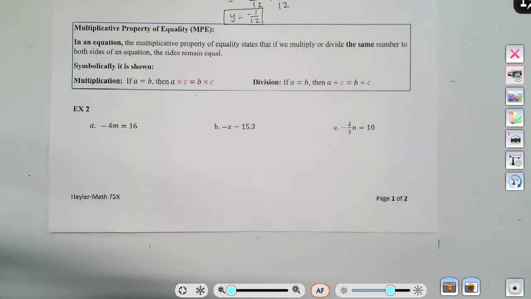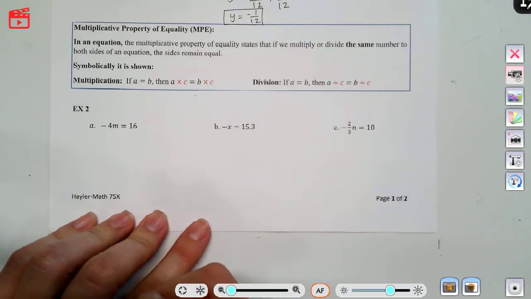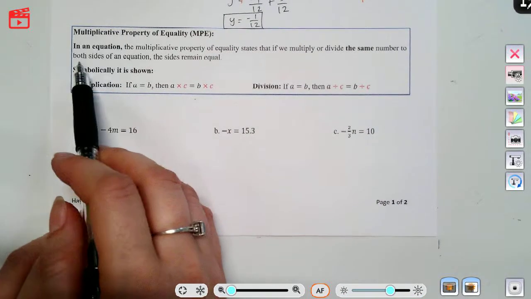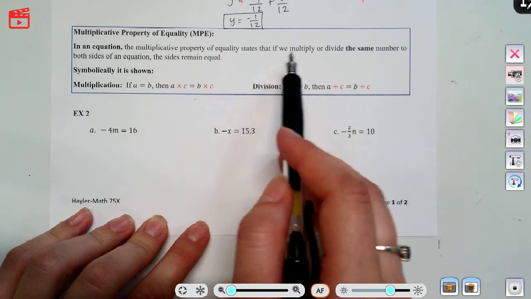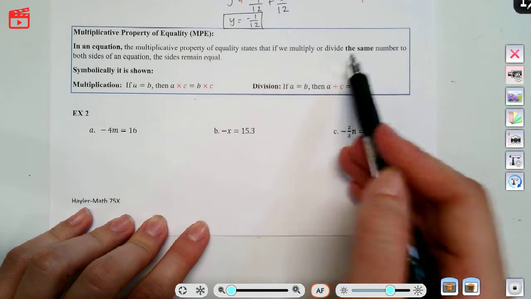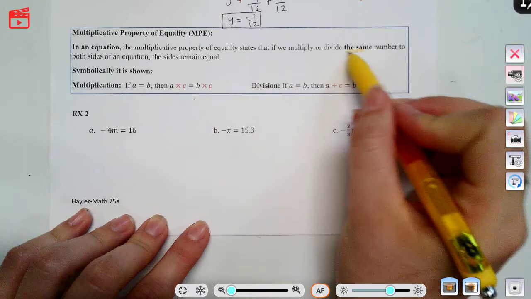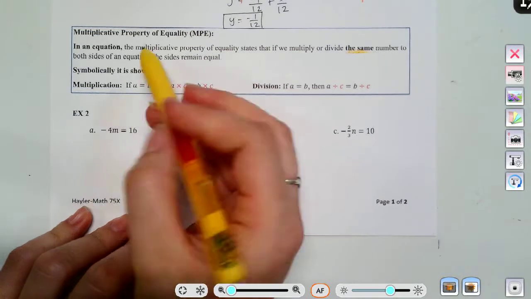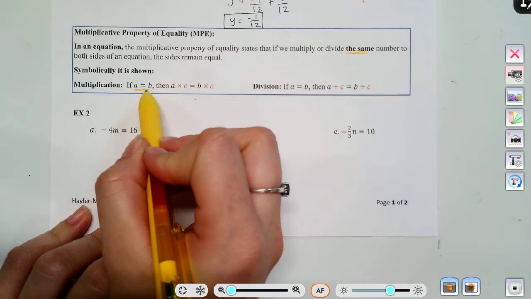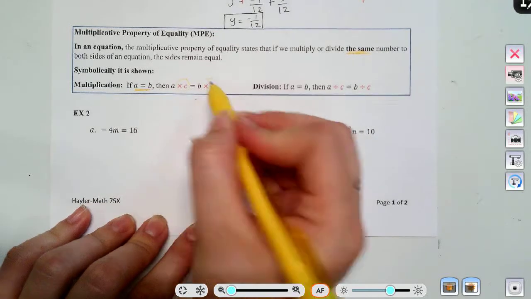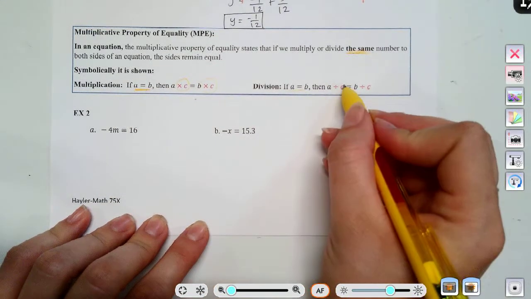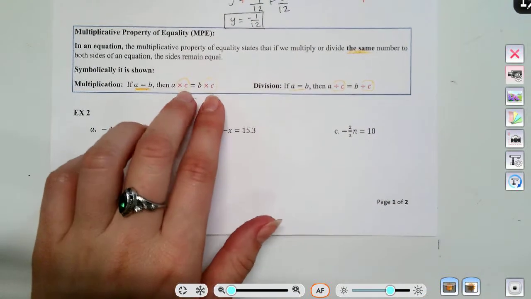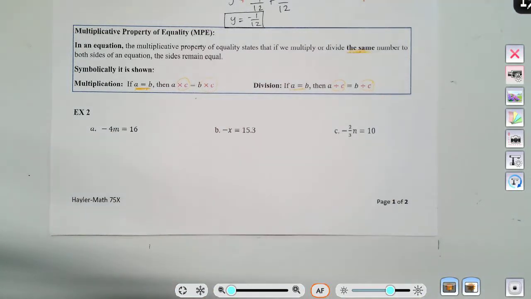So next one, multiplicative property of equality. Very similar to the additive and subtracting property, but this time we're working with multiplication and division. So in an equation, the multiplicative property of equality states that if we multiply or divide the same number, remember we're working with the same number here, to both sides of an equation, the sides remain equal. Symbolically, it is shown as if you have an equation, you can multiply both sides by x, or if you have division, you could divide both sides by z, the same number.